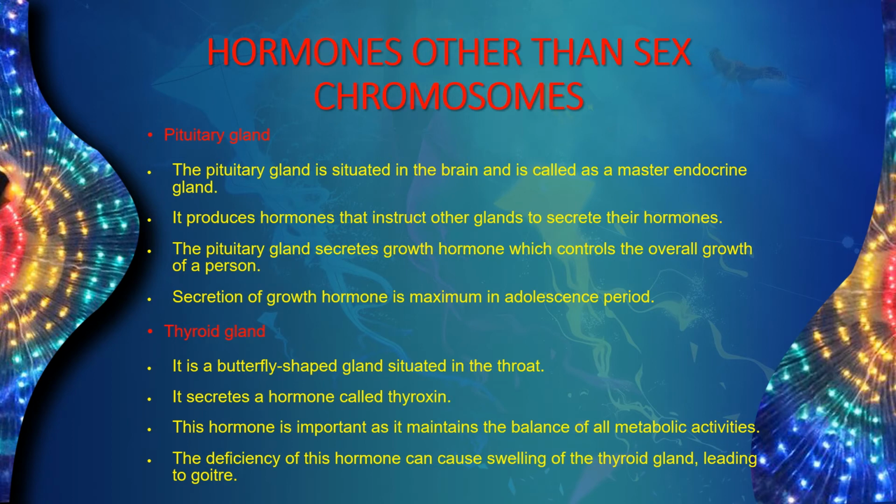The next gland we have to study is the thyroid gland. It is a butterfly shaped gland situated in the throat. It is a large endocrine gland in the neck, attached to the windpipe, and it secretes a hormone called thyroxine. This hormone is important because it maintains the balance of all metabolic activities. The deficiency of this hormone causes a disease called goiter. So people are advised to use iodized salt for cooking food to prevent goiter disease.